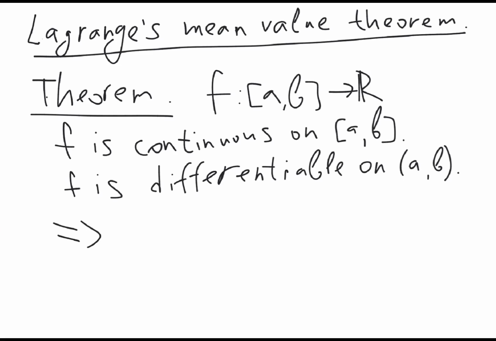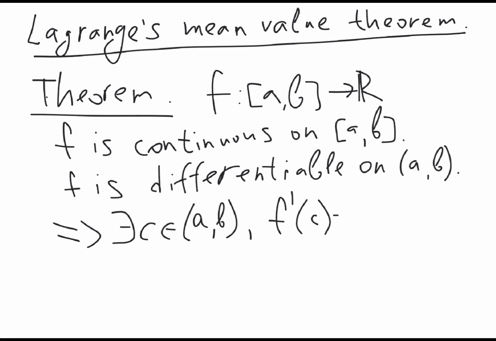And then it implies that there exists such an interior point c in the interval (a, b), such that the derivative at this point c is equal to f of b minus f of a over b minus a.